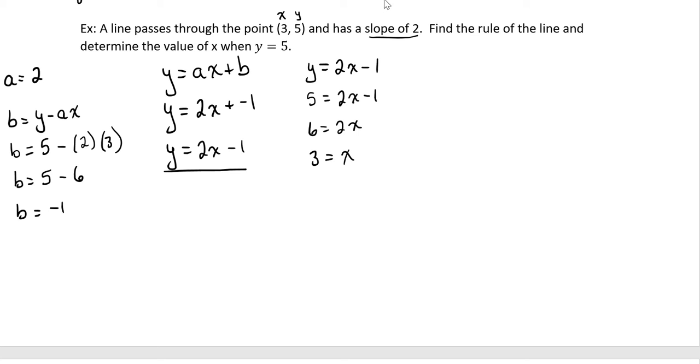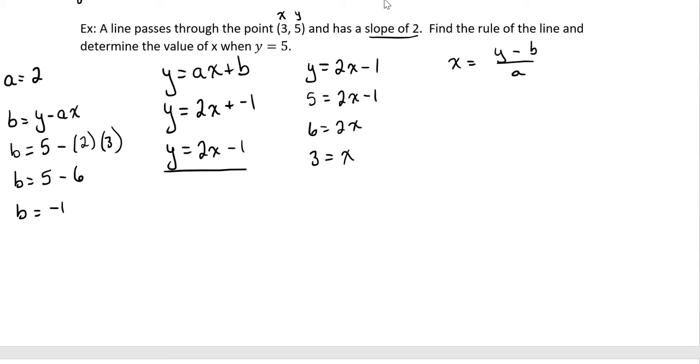If you want to kind of skip some of the algebra, I've given you a formula to find x. And that formula you can see above on your paper was x equals y minus b divided by a.